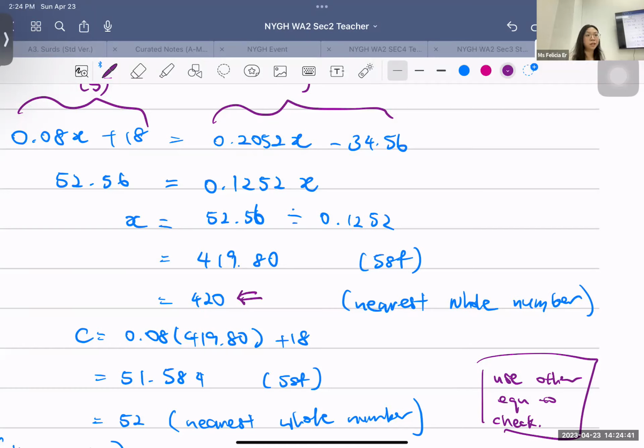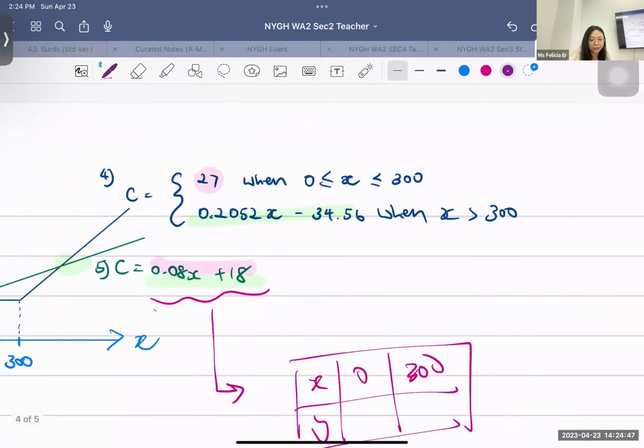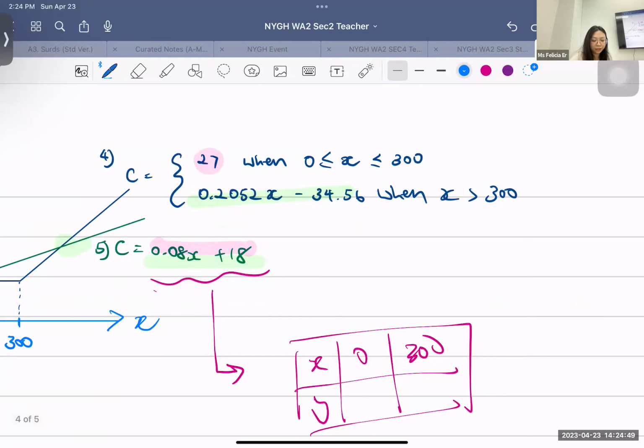How I found C? Okay, C is because the formula of the graph is this, right? C equals this. So I just sub in the x value I found into this equation, and then I can get my C. Can you see that?